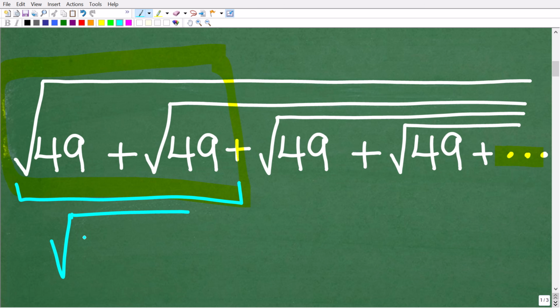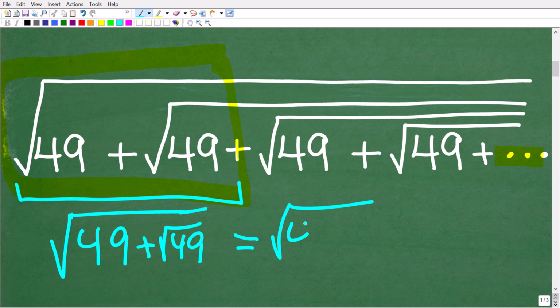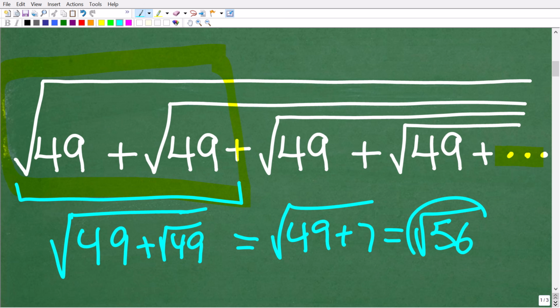So if we have the square root of 49 plus the square root of 49 underneath that square root, well, the square root of 49 by itself is 7. So this is going to be equal to the square root of 49 plus 7, and that's going to be equal to the square root of 56. And this is an irrational number. In other words, this is some sort of decimal. So already right off the bat, it doesn't look like this problem is getting any simpler. So how can we figure this out?